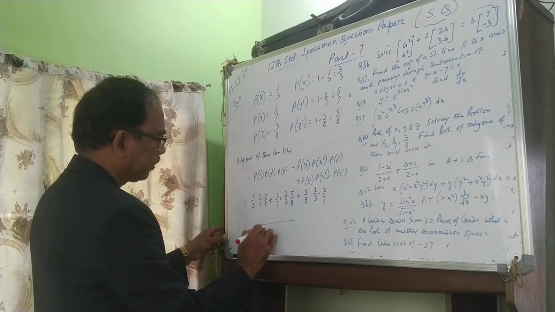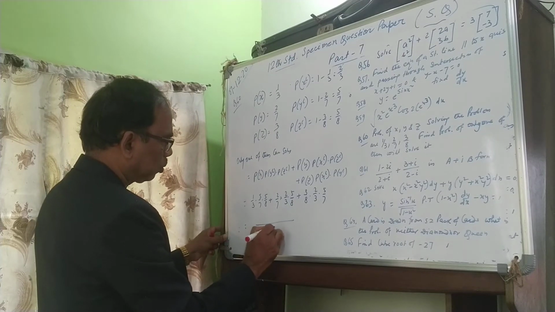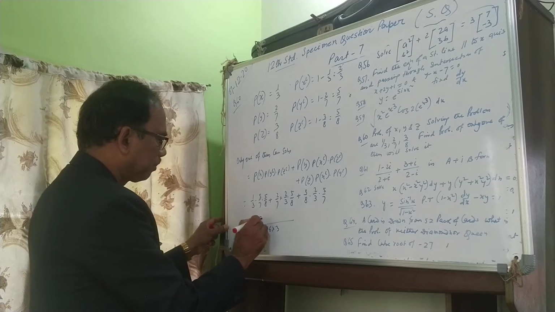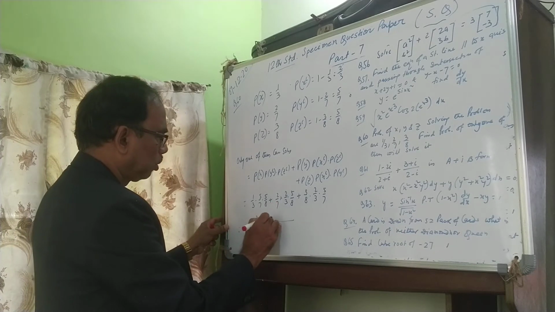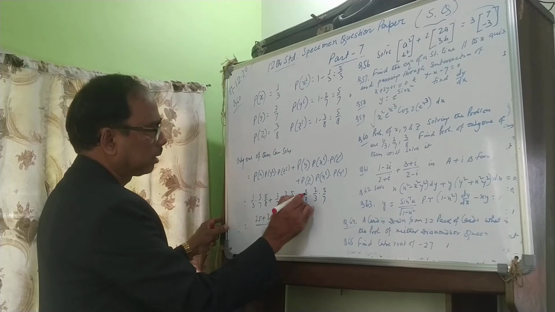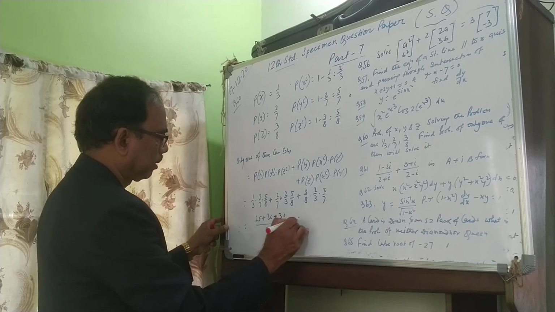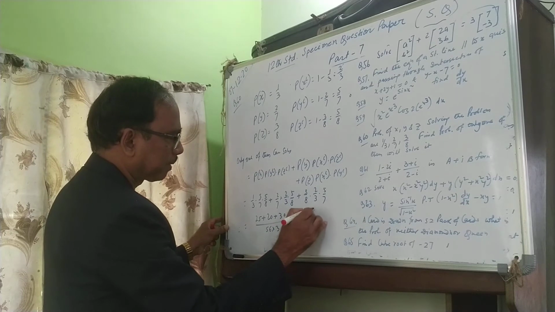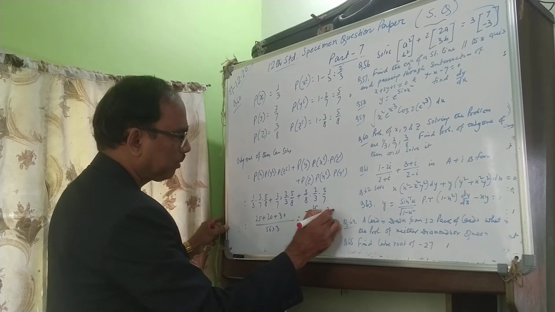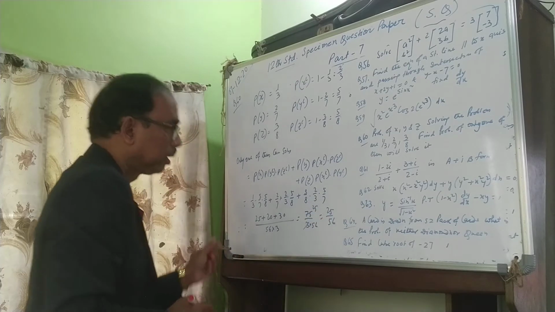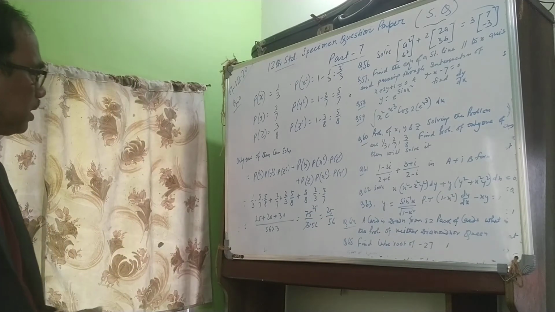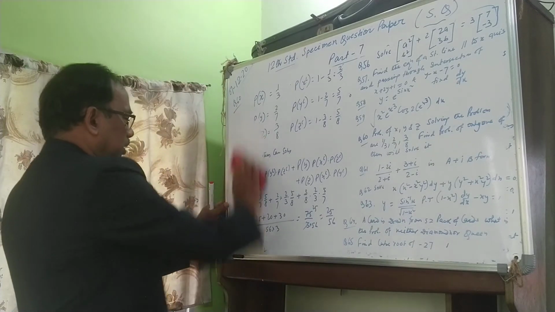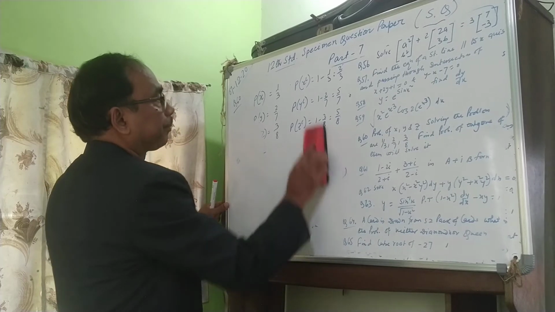Now to add, 56 into 3 is the LCM. So 25 plus 20 plus 30, that is 75 by 3 into 56. That is 25 by 56, the probability that only one of them can solve it. Next, sum number 61.